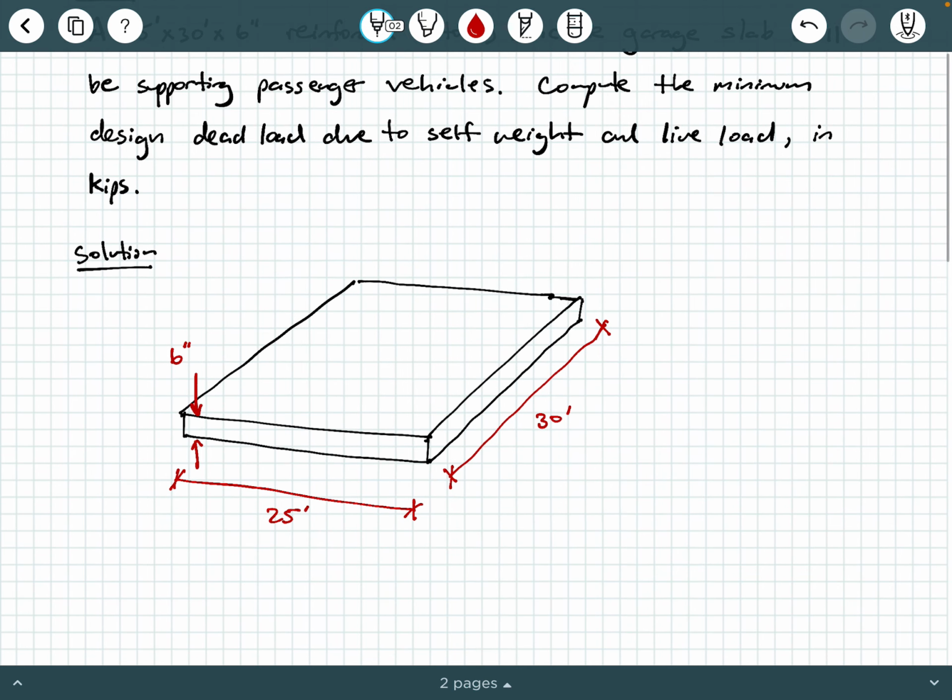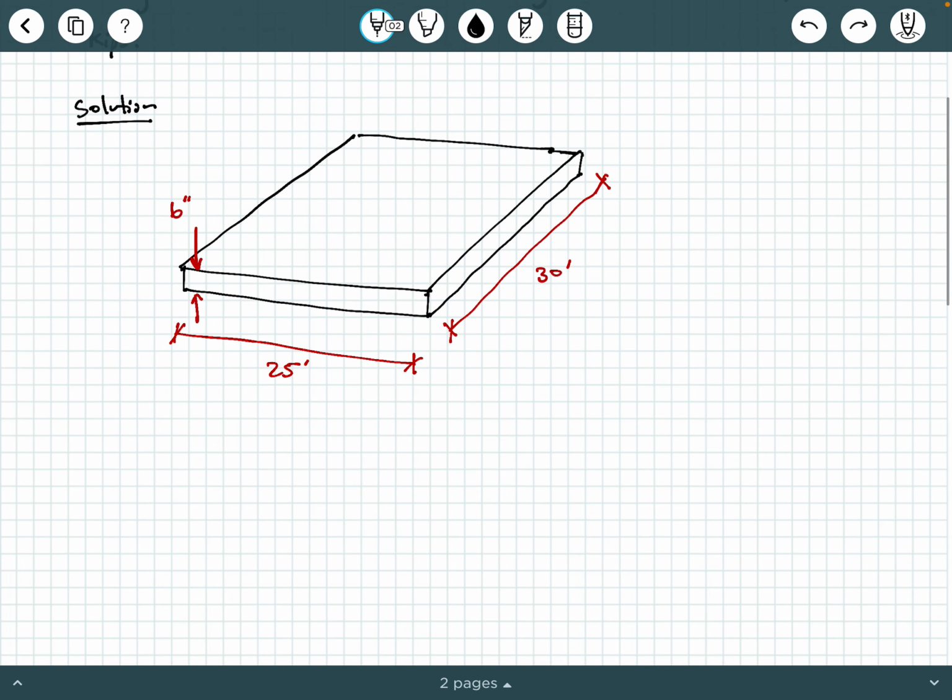So let's go ahead and use ASCE 7 to help us, all right? We're going to just refer to ASCE 7-16. There are some other good sources out there you could use, like IBC, International Building Code, as well, but we're going to just go ahead and use ASCE 7-16 here, okay? So let's look at the dead load first, okay? So the dead load is going to be due to the self-weight, okay? How much the slab weighs itself.